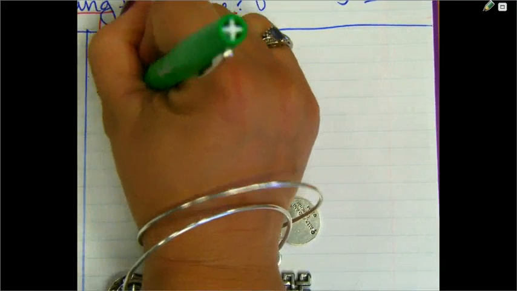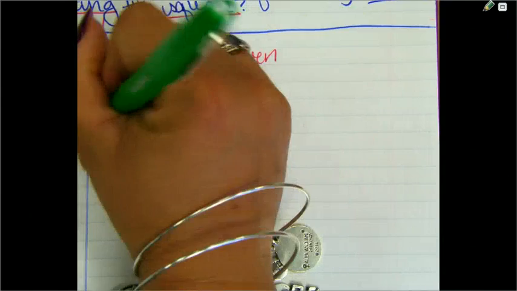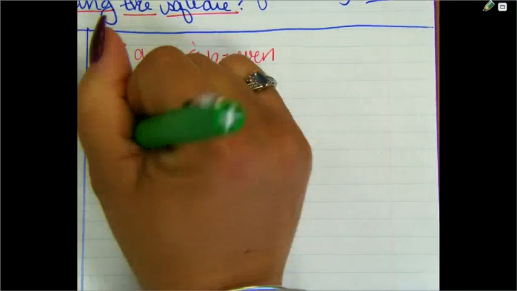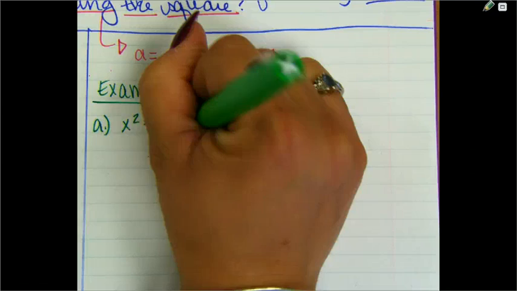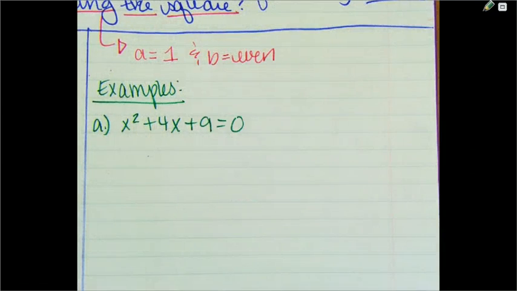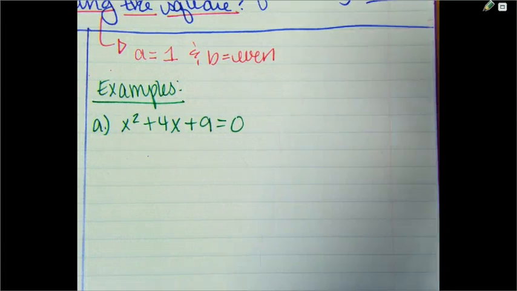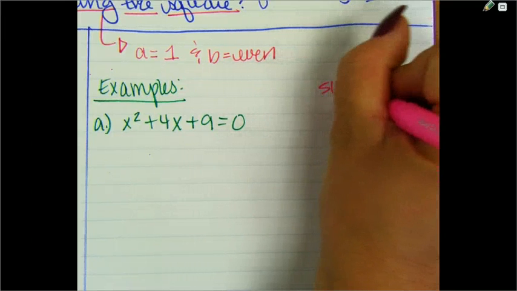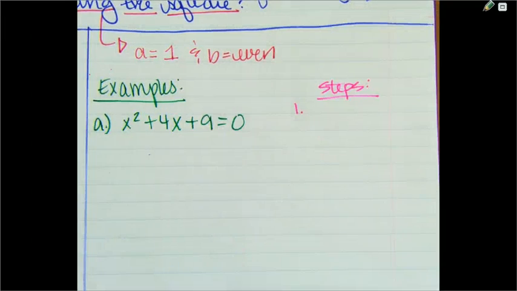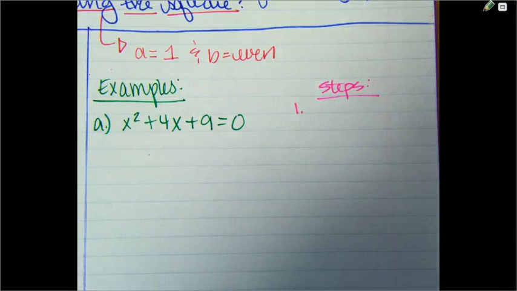Examples. All right, first example is x squared plus 4x plus 9 equals 0. We are going to write steps along the way. Now I'm going to reference Monday's notes a lot. So I'm going to tell you to go back to Monday to look at Monday's notes. Go look at Monday's notes and figure out what's the first step I did.